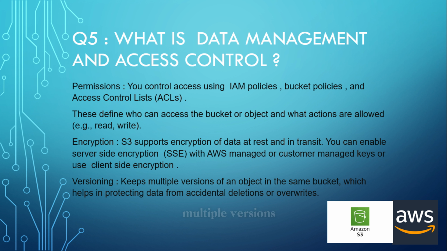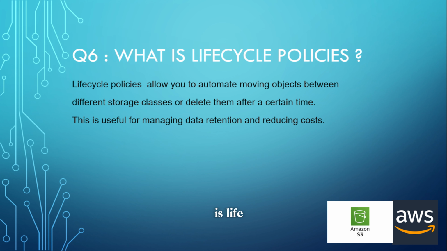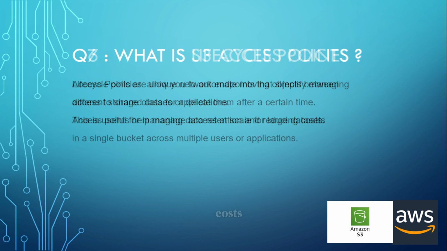Versioning keeps multiple versions of an object in the same bucket, which helps in protecting data from accidental deletions or overwrites. Question number 6. What are lifecycle policies? Lifecycle policies allow you to automate moving objects between different storage classes or delete them after a certain time. This is useful for managing data retention and reducing costs.